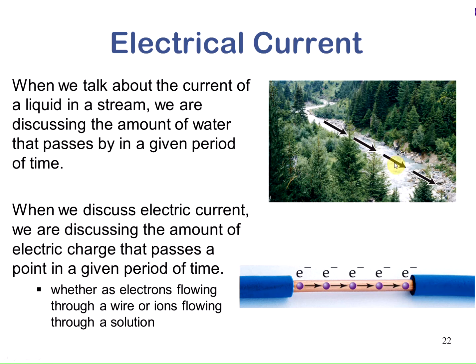Well, we can use that analogy for understanding electrical current. So when we discuss electrical current, we are discussing the amount of electric charge that passes a point in a given period of time. So either as electrons flowing through a wire or ions flowing through a solution.